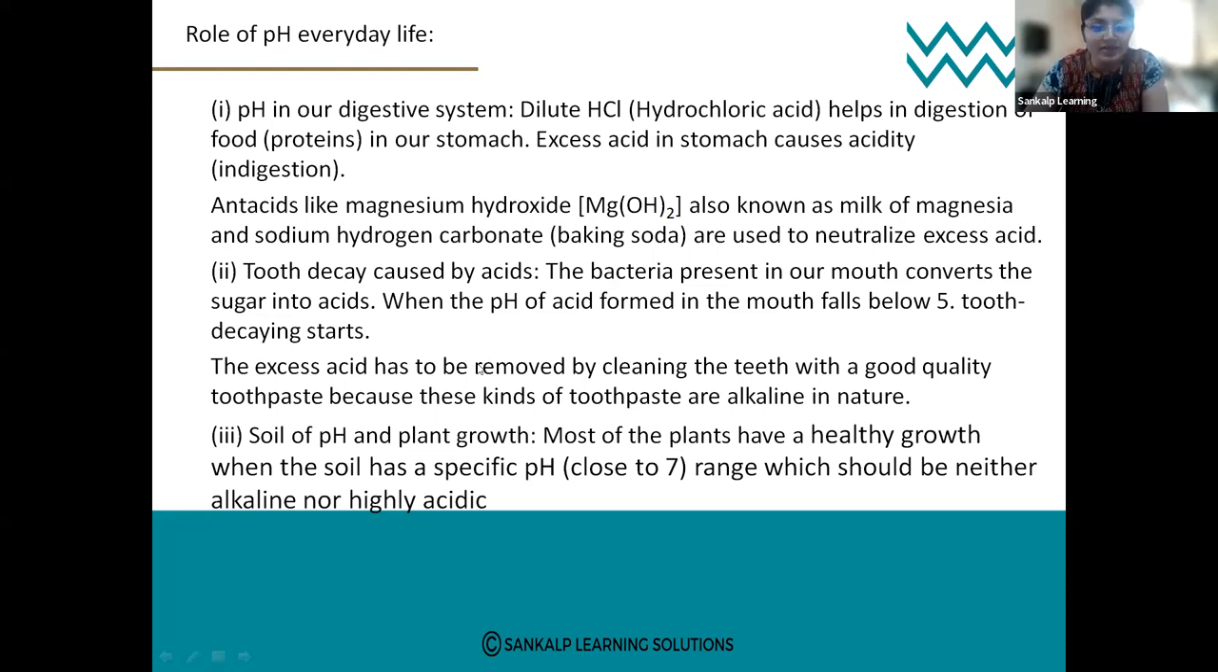Next is soil pH and plant growth. Most plants have healthy growth when the pH is close to 7. When the pH of the soil is close to 7, the plants will grow healthily and you get a proper yield. It should be neutral, neither acidic nor alkaline. When the soil pH is exactly close to 7, the growth of the plant will be healthy.